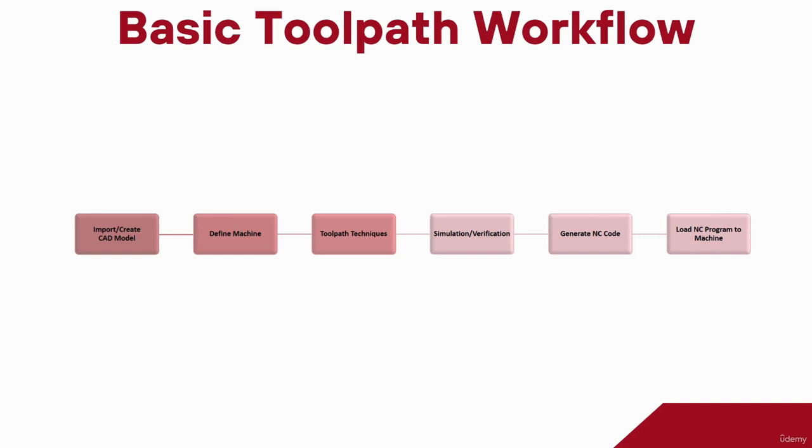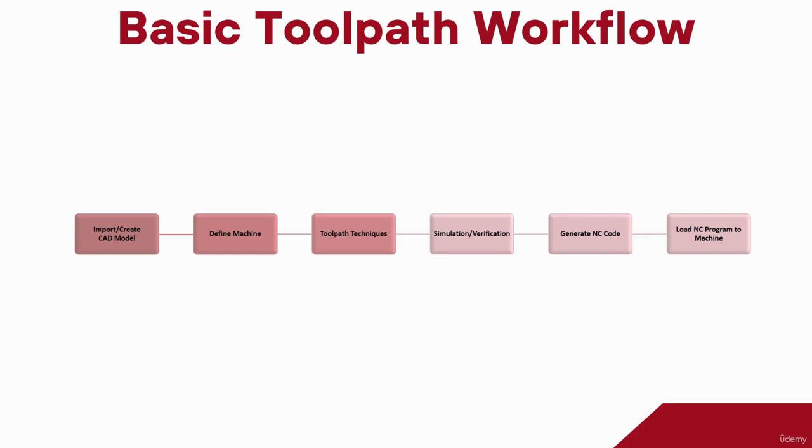Then we have to define our machine. Whether we are going to work on a lathe machine, a milling machine, machining center, wire cut, or CNC router, we have to define the machine according to the model we have created. After defining the machine, we set our toolpath techniques. For all machines, toolpath techniques will be different: lathe toolpaths differ from milling machine toolpaths. For example, if I have a milling machine and the model is related to milling, then the toolpath techniques will definitely be those of milling.